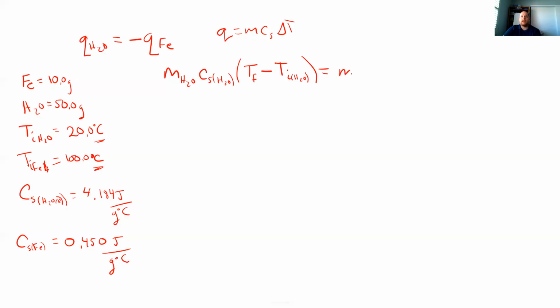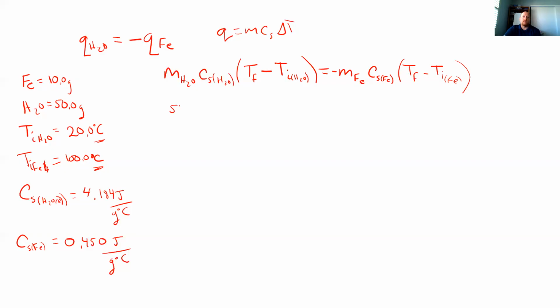Right? Final temperatures are going to be the same here. That will equal negative the mass of the iron times the specific heat of the iron, times the final temperature minus the initial temperature of the iron. Okay, and so there's your equation that needs to be used. We really just have to plug in some values here for the masses, specific heats, and temperatures.